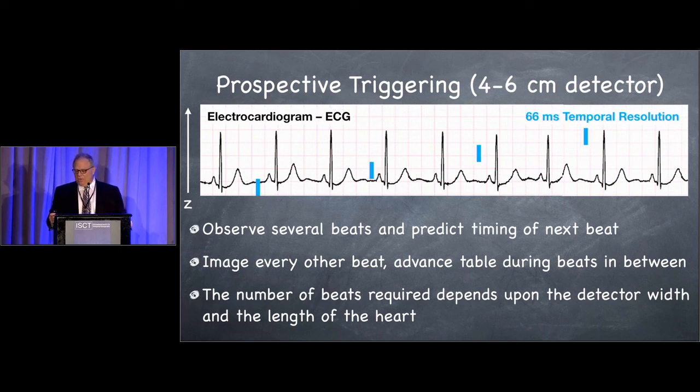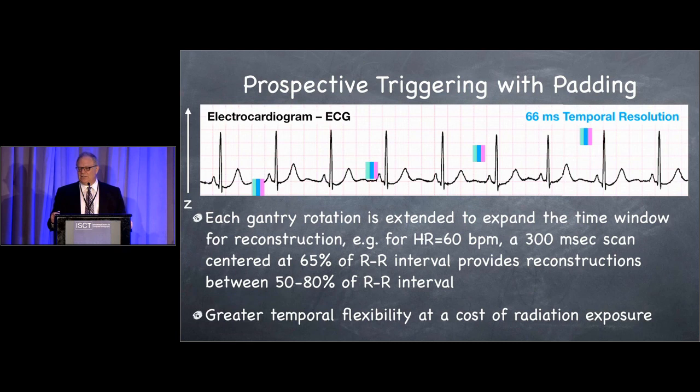Now, that was an example here of 175 millisecond temporal resolution, and if we're scanning with the dual source scanner, for example, at 66 millisecond temporal resolution, then here you can see how that aligns. Each scan takes less time. The total scan duration is the same.